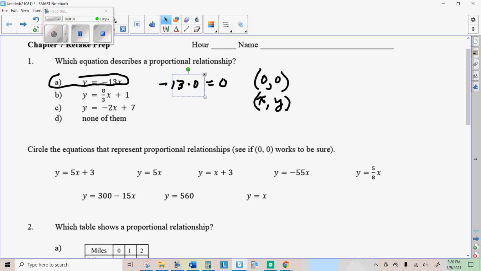The other ones, if you put in 0 for x and then added 1, it would equal 1. In this one, if you put in 0 for x, you'd get 0 plus 7, which is 7. So you don't get 0 for your answer. All right?